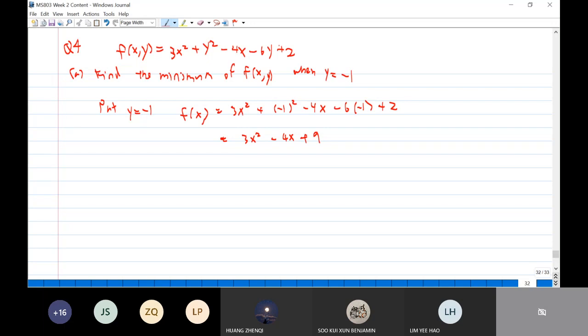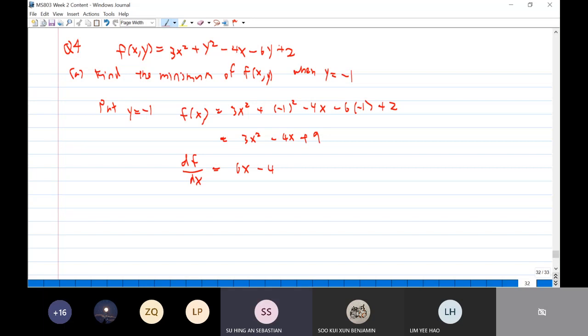Normally, when you find minimum, you do differentiation, right? Yes. So you find differentiation df dx first. Okay, so this is actually no partial differentiation, then normal differentiation now because y is minus 1 now. So this is actually 6x minus 4.